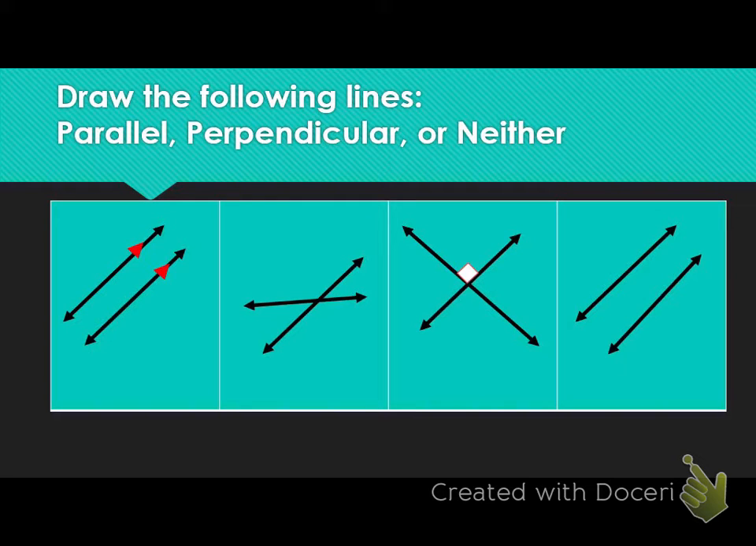We will decide. You don't have to draw them. We're just going to talk about it, just save time. We're going to decide if they're parallel, perpendicular, or neither. So the first set of lines, what do we think? They are parallel. How do I know that they're parallel? Has the arrows, right? All right, what about the second set? They are neither. How did I know they weren't parallel? They intersect, they cross, right?